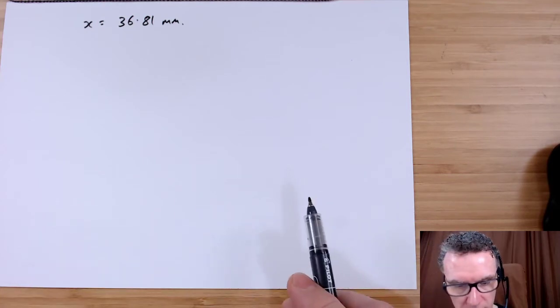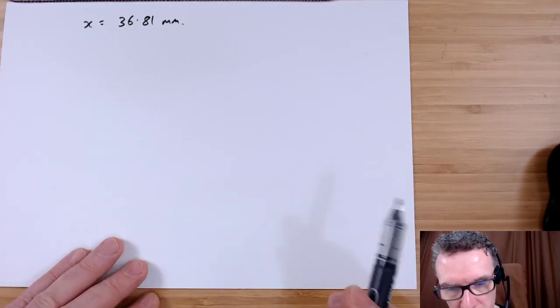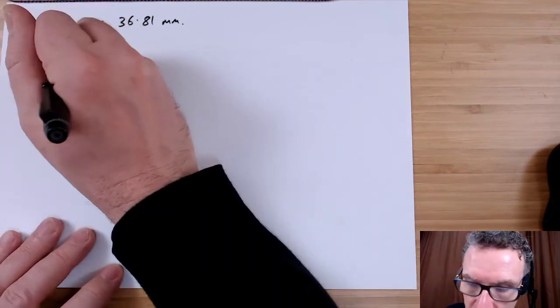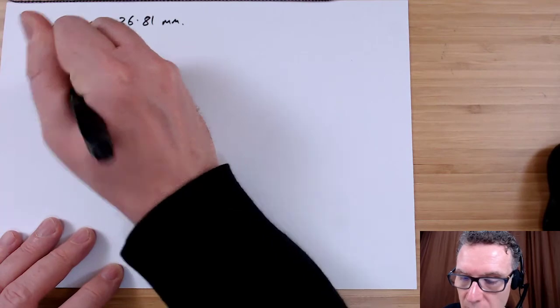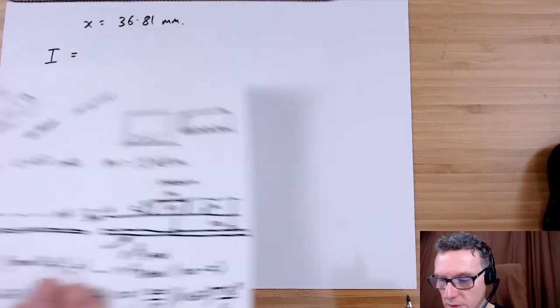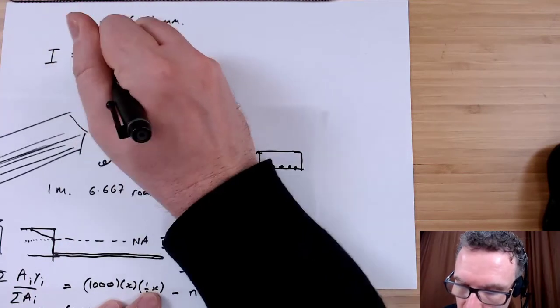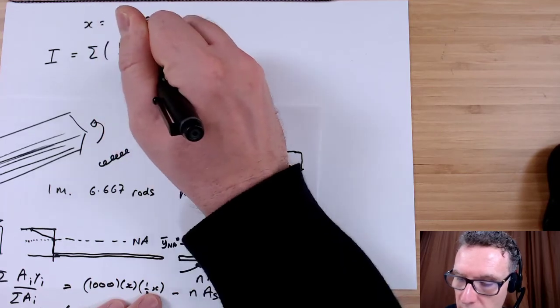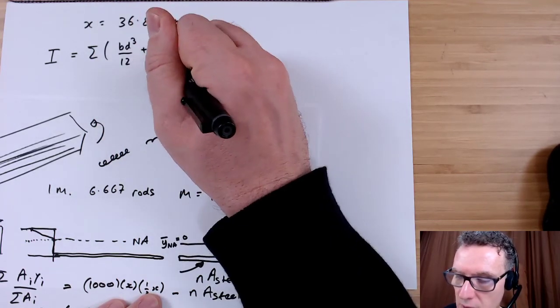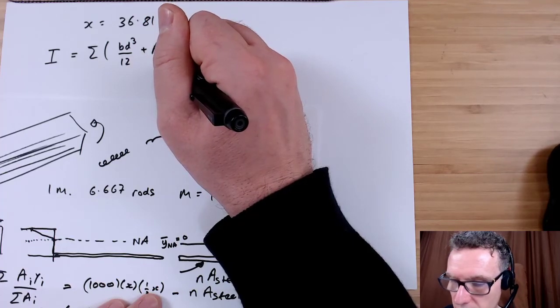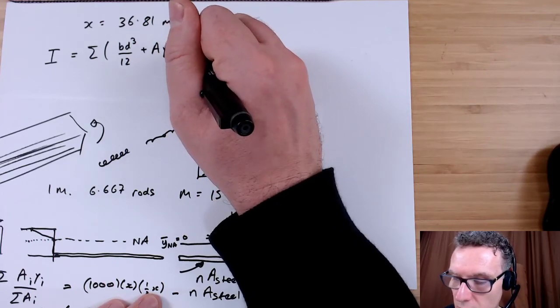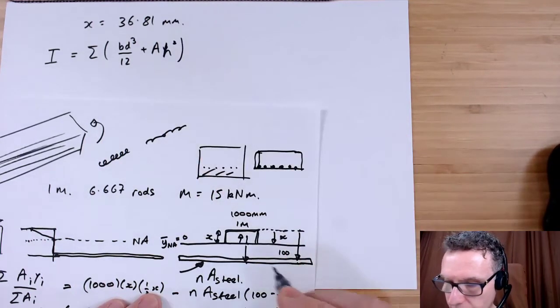Right, what am I doing now? So now I've got the position of x, I can go on to find what the second moment of area is of this structure. So remember, that's going to be the sum of the sections BD to the power 3 divided by 12 plus A times by their distance from the, sorry, make that H, times by their distance from the neutral axis to their centroids.